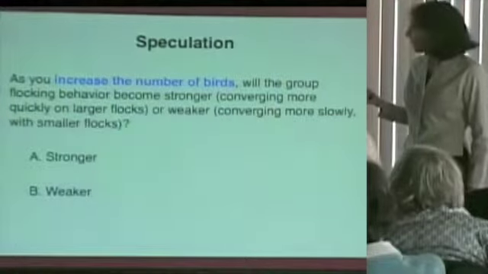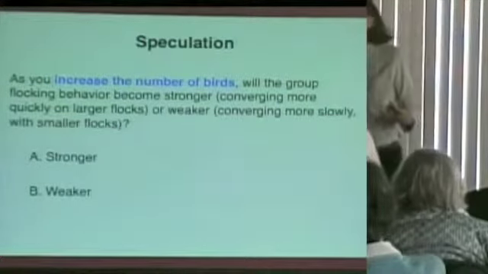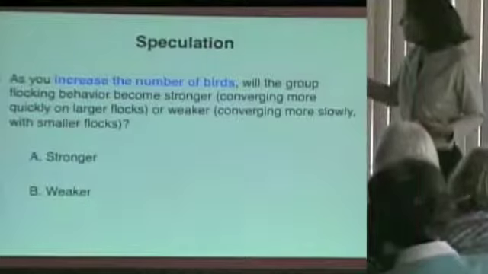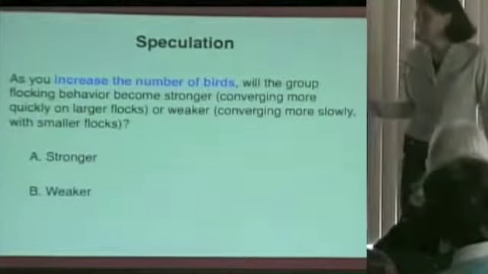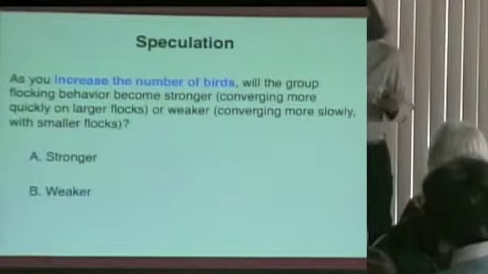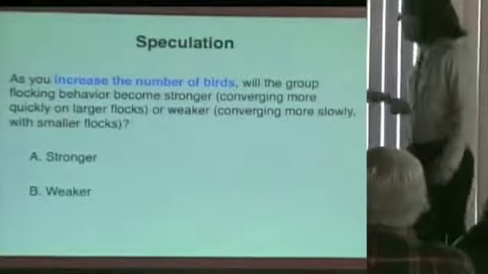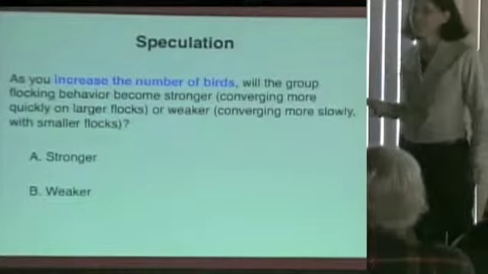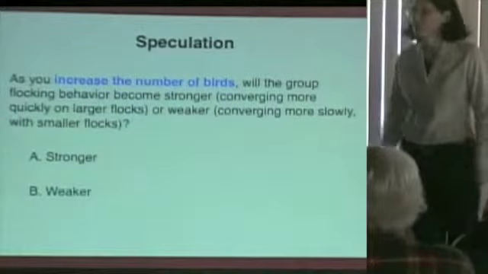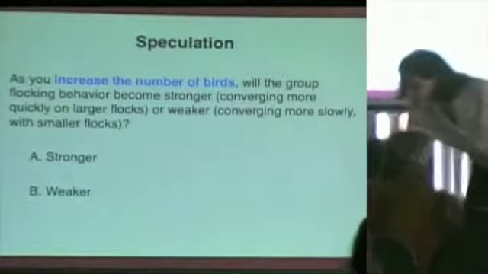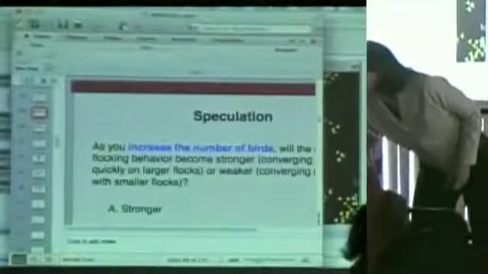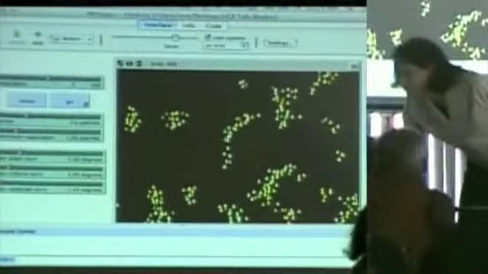So here's a question. If I increase the number of birds, which one of these would happen? Would you see stronger flocking or weaker flocking? So let's say I start, I showed you with 500. Let's say I go up to 1,000 now. Am I going to see them converge faster or slower? Well, it's hard to know. And in fact, this problem is, we don't have good intuitions about complex systems like this.